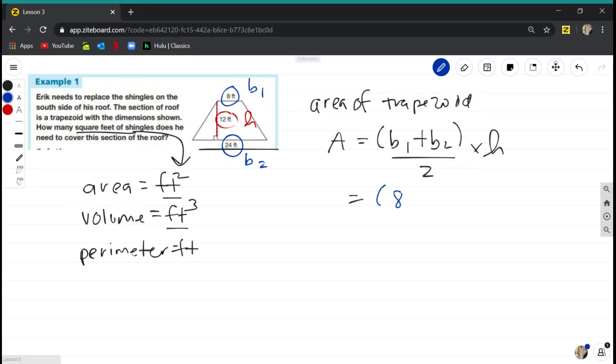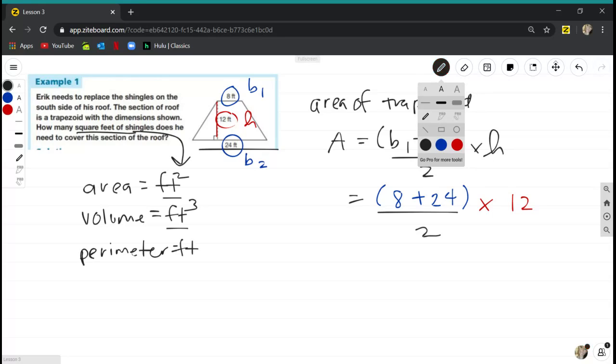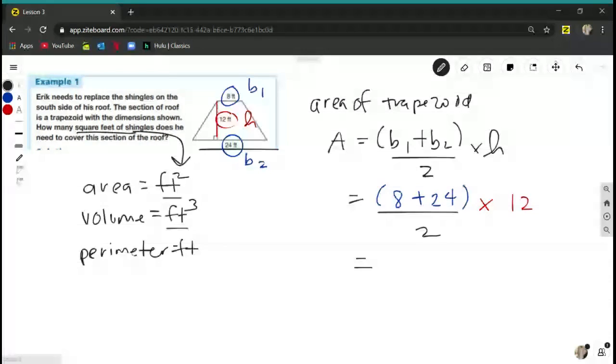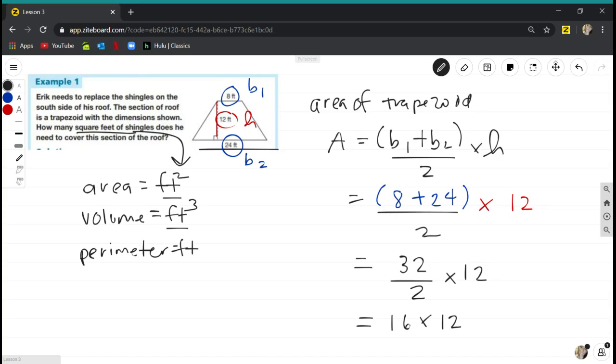Okay, so let's go ahead and put that into here. So it's 8, which is the B1, plus 24, which is B2, over 2 times 12. So let's go ahead and take this step by step. So 8 plus 24 is, if I believe, that's 32, right? Yes. 32 over 2 times 12. 32 over 2 is 16. And 16 times 12 is 192.